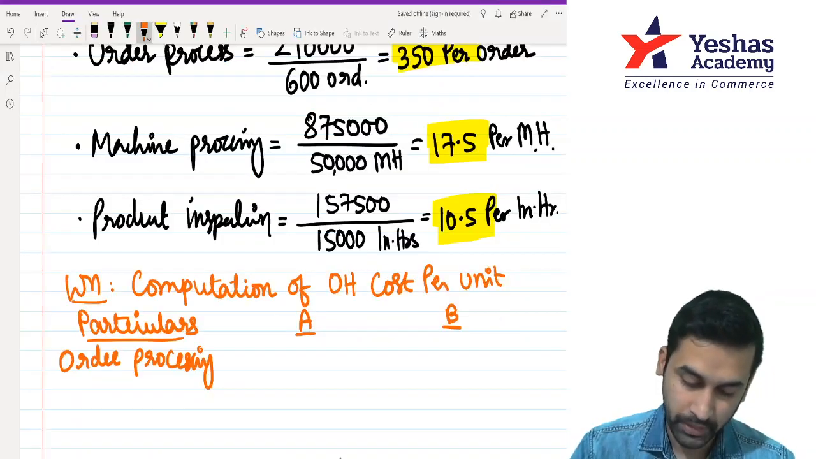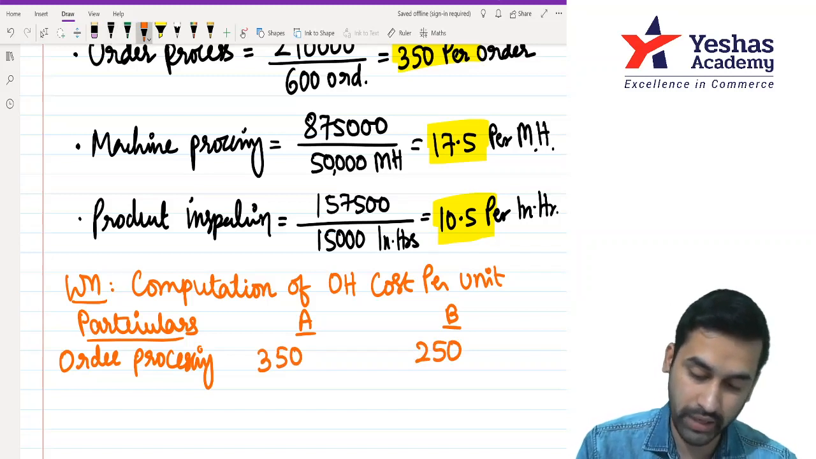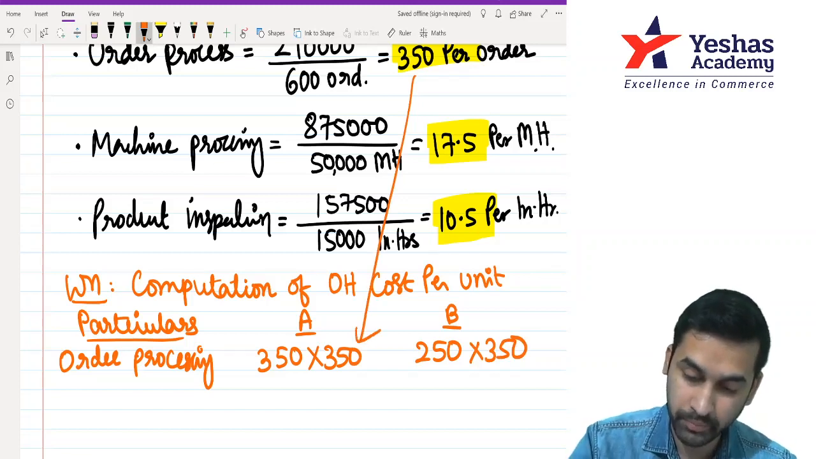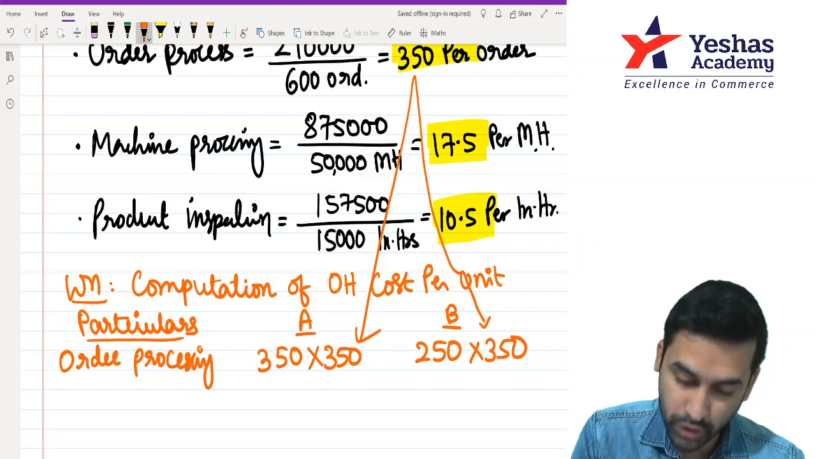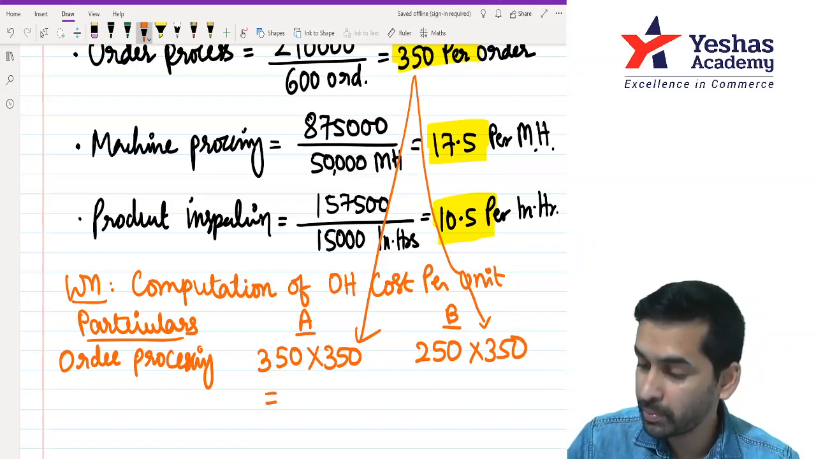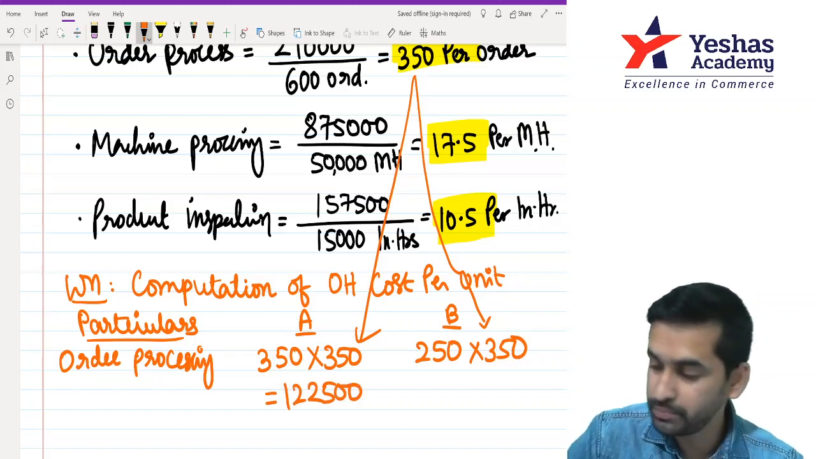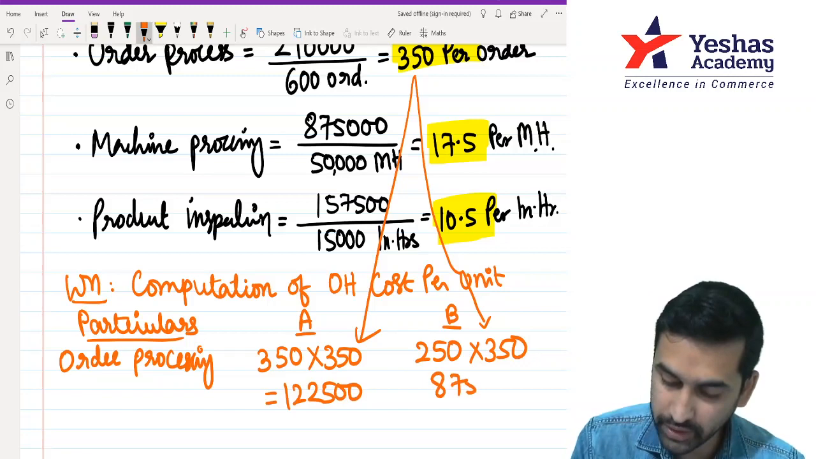So come back here now. 350 for A, 250 for B. And how much is the cost? You have calculated 350 rupees. Remember, this is coming from here. So how much is this? 122,500 and 87,500.